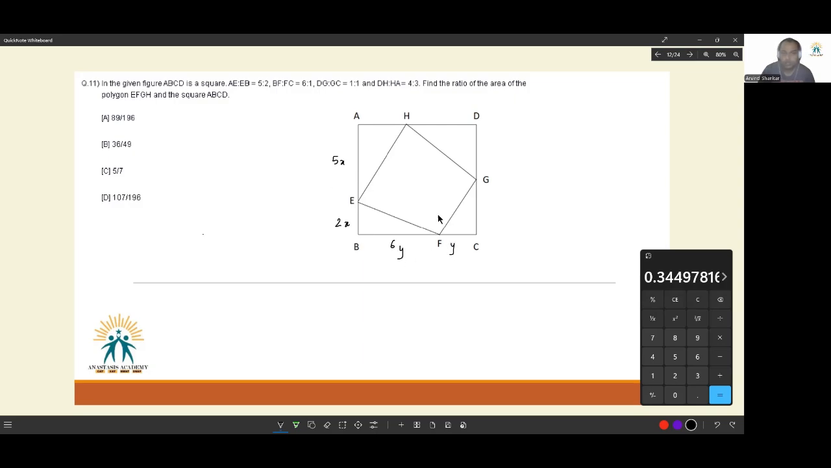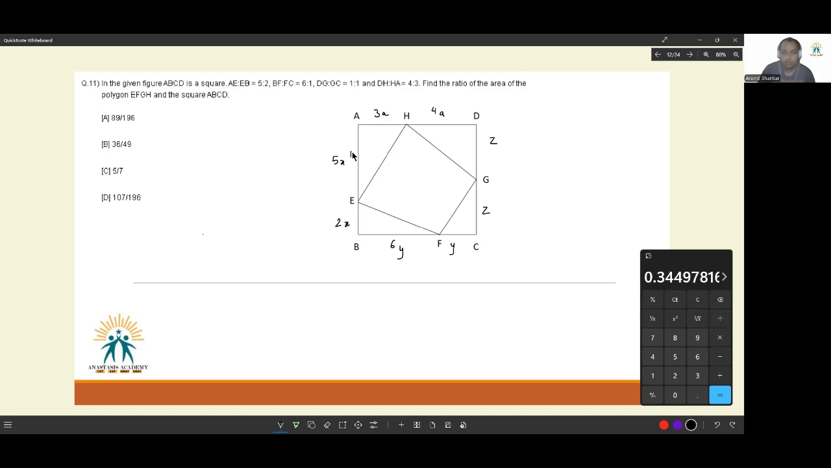DG is to GC is 1:1. Z is to Z. And DH is to HA is 4:3. So 4A, 3A. So this side is a multiple of 7, multiple of 7, multiple of 7, multiple of 2. So every side I'll take to be 14.